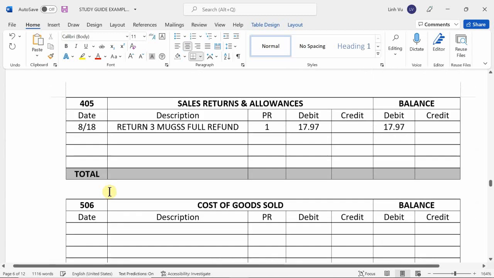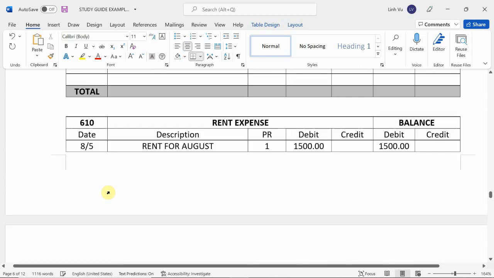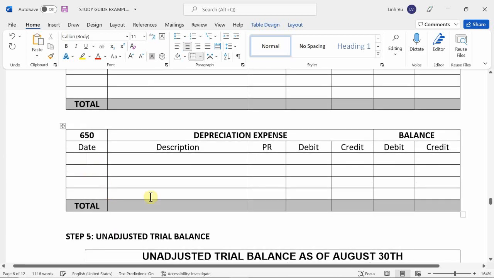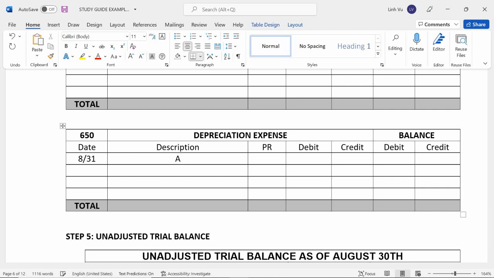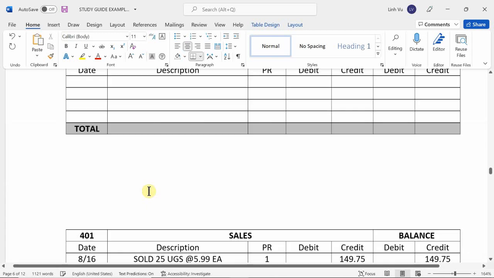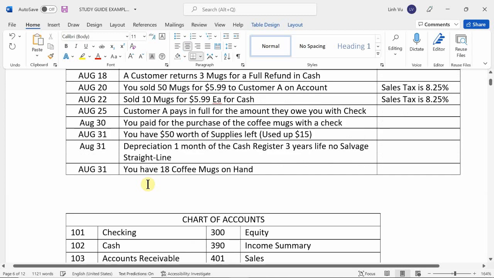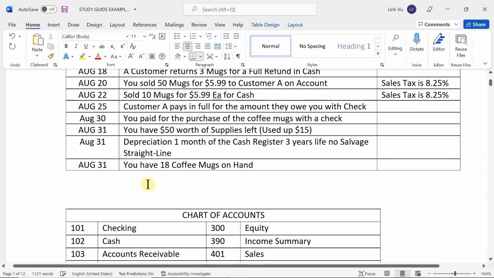And I will increase my depreciation expense account because that's what I just did. Depreciation expense, 8/31, August, register, for $7.93. Okay. Last adjustment I have here on August 31st.